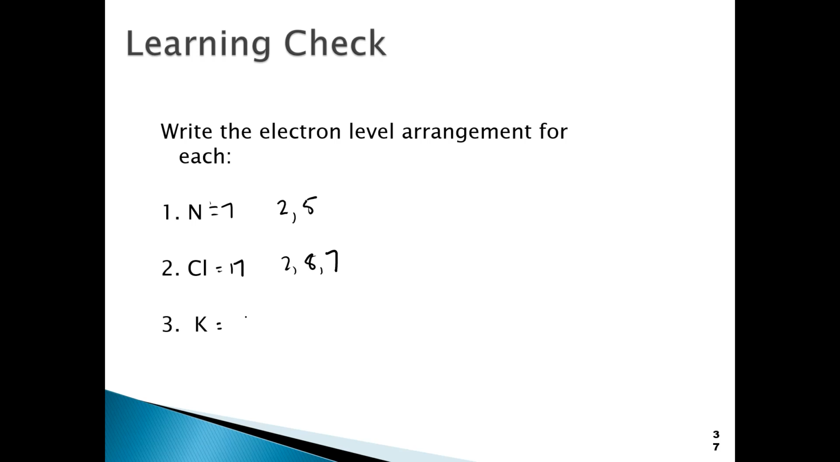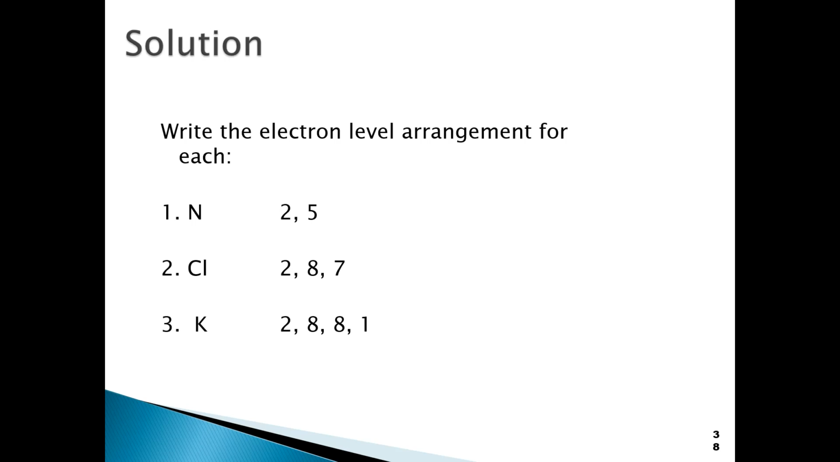And then in the case of potassium, which has an atomic number of 19, the first 2 electrons will go into the first energy level, the next 8 will go into the second energy level, and then another 8 will go into the third energy level. So that means you're left with, let me see here, 8 and 8 is 16, plus 2 is 18, which means that there's 1 more electron left over, and that will go into the fourth energy level. And that's basically how that is done. So those are the answers right there.